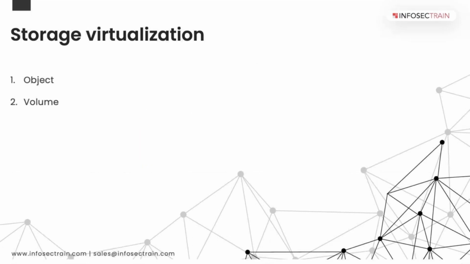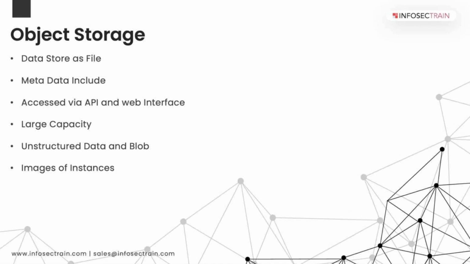Now we will come to storage virtualization, what it is and how it works. When we talk about storage virtualization, there are two types of storage. One is object, and another is volume. These storage types are the primary types of storage provided to your cloud environment itself. Now we will talk about object storage. What is object storage?